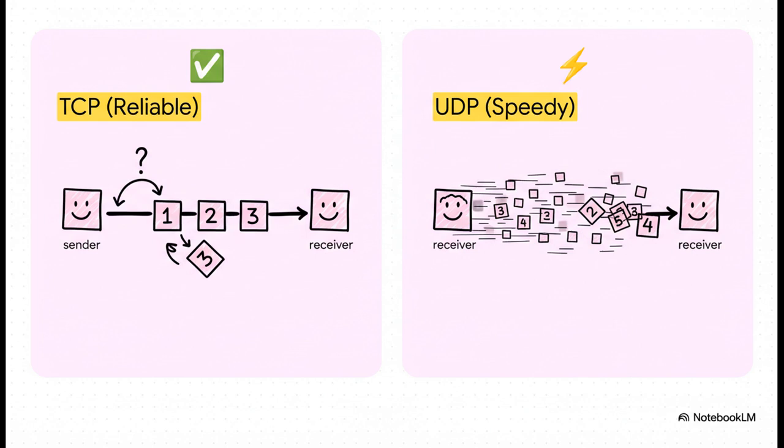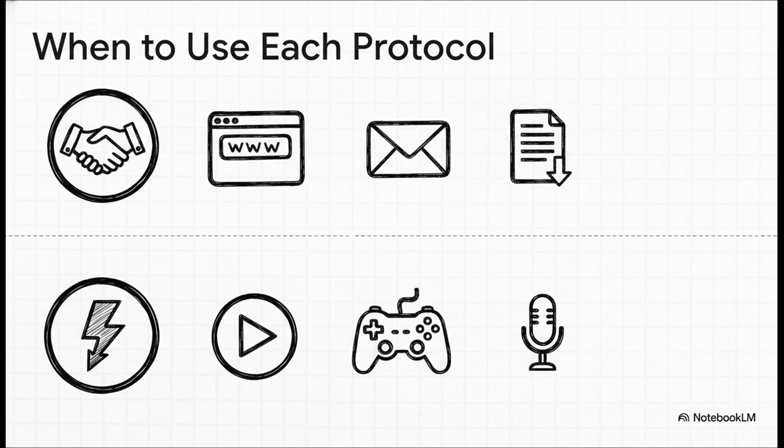Then you've got UDP, the User Datagram Protocol. This is the speedy messenger. It's like sending a postcard. It just sends the data and hopes for the best. It's all about speed over perfect reliability. So which one gets used?